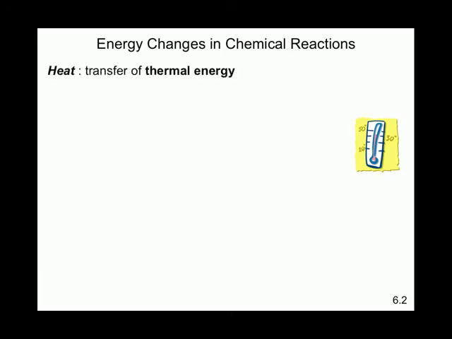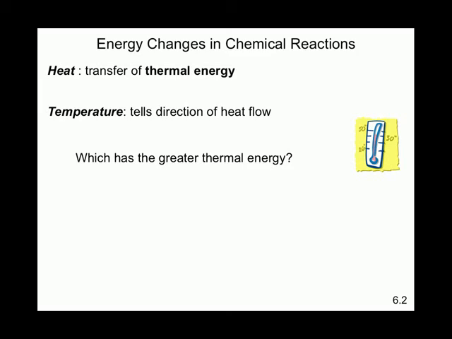Energy changes in chemical reactions. First of all, we want to talk about the difference between heat and temperature. Heat is a transfer of thermal energy from one object to another, whereas temperature is not a measure of heat. Temperature just tells us which way the heat is going to flow. And heat always flows from where the temperature is higher to where it's lower.